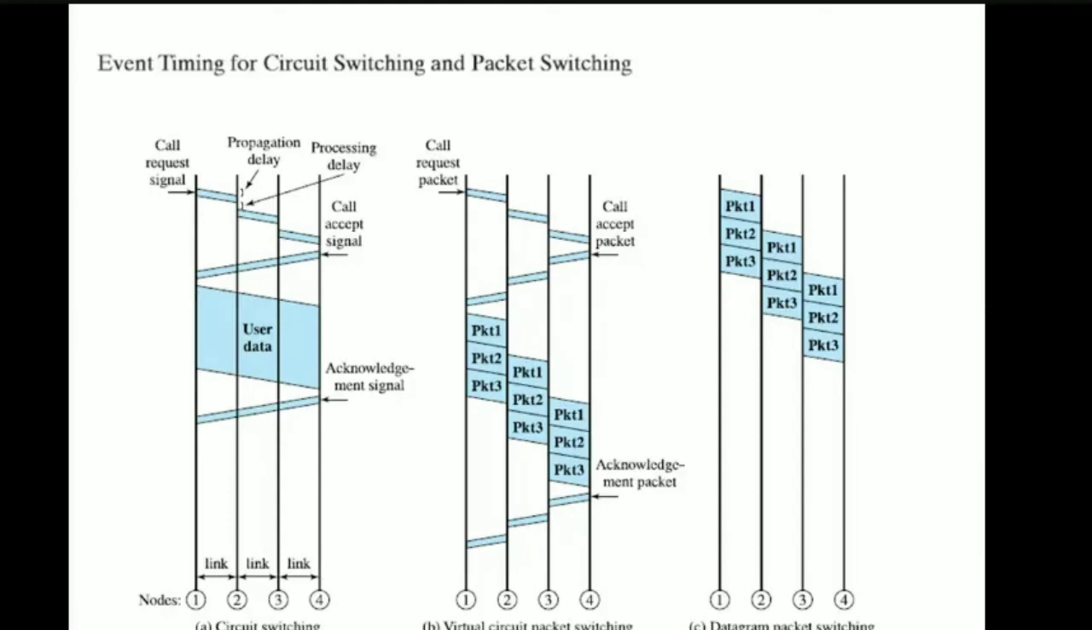In packet switching, the first one is virtual circuit packet switching. In virtual circuit packet switching, again, the call request packet is sent from node 1 to node 2. And again, we have some processing for that. From node 2 to node 3, again processing, and node 3 to node 4, again processing. So the call request packet has been accepted by node 4.